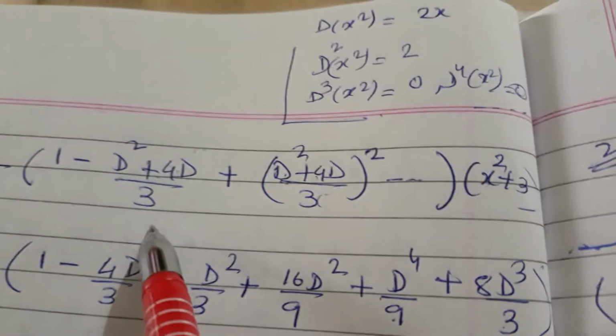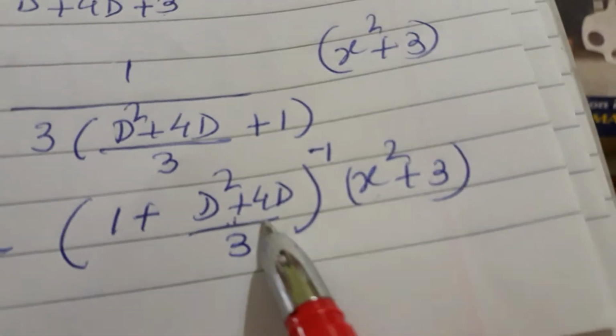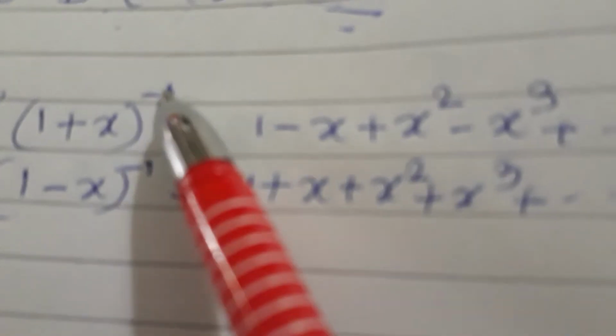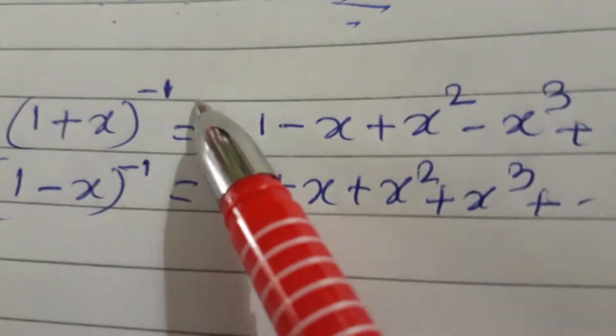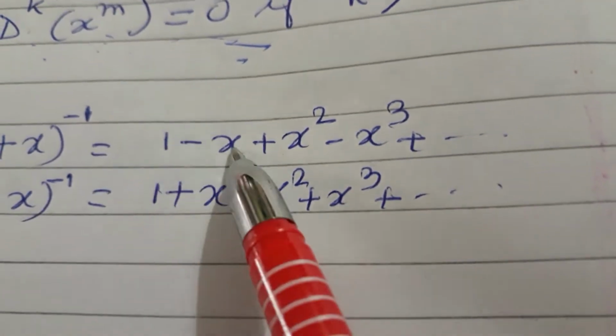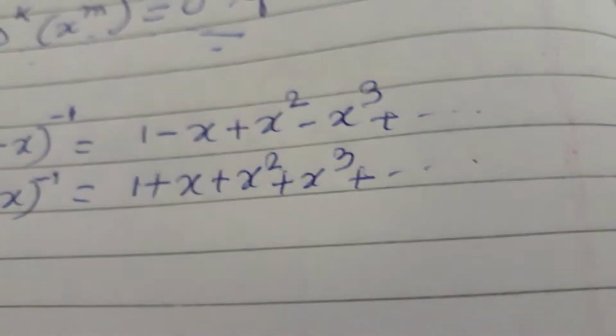So now we will use the binomial expansion. What expansion will you use? It is (1 plus x) to the power minus 1. So (1 plus x) to the power minus 1, that is (1 plus x) inverse. What is the binomial expansion? You remember? It's 1 minus x plus x square minus x cube plus and so on, alternately plus and minus.